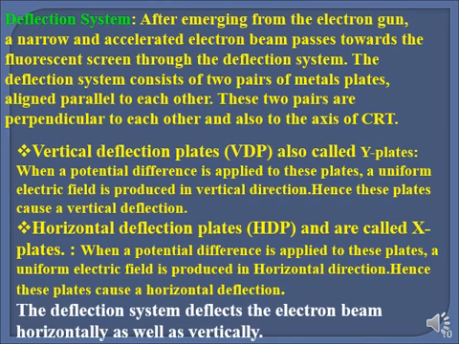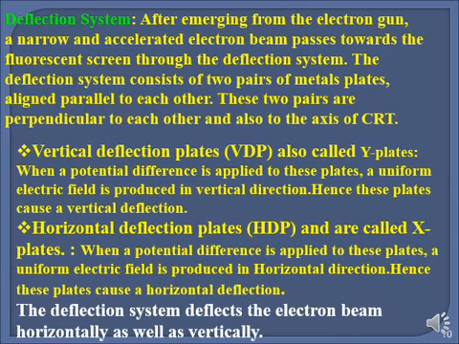Now, the deflection system, the second part of the CRT. After emerging from the electron gun, a narrow and accelerated electron beam passes toward the fluorescent screen through the deflection system. This deflection system consists of two pairs of metal plates aligned parallel to each other. These two pairs are perpendicular to each other and also to the axis of the CRT.